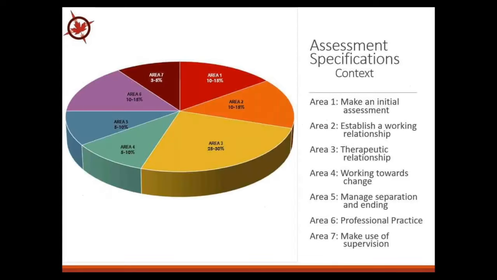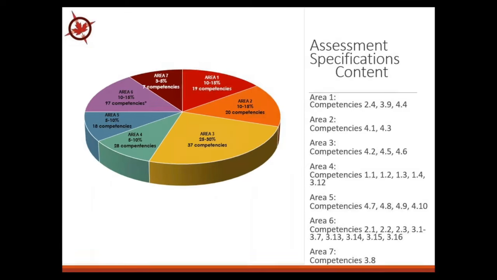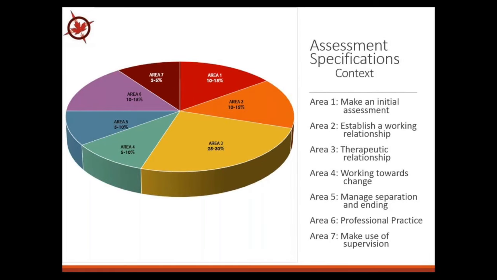For those of you that really like a visual, this is showing you what that would look like on a pie chart, where you can see the largest area is going to be that therapeutic alliance, right? That area 3, the relationship building piece. This slide shows you the number of competencies that are being covered in each area. So there are about 37 competencies in that profile in area 3. You can see that there are 97 competencies in area 6. And if we go back for a minute, you'll see area 6 is professional practice.